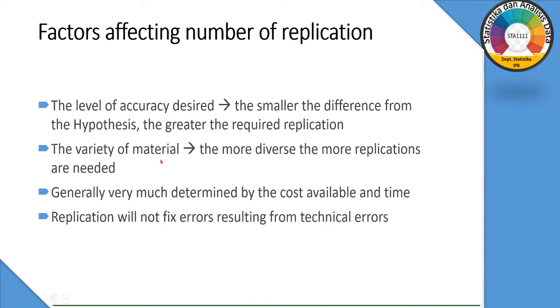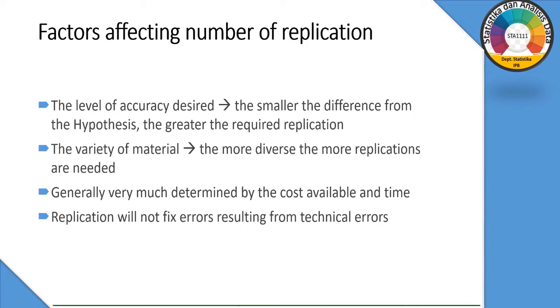Generally, it is very much determined by the cost available and time. So as I said before, in the end, you need to consider that it is limited by the cost of your experiment, right? If you have an unlimited budget, then more replication is better. If you have more time, more replication is better, right? And then replication will not fix the error resulting from technical error. So replication will make sure that you will have experimental error.